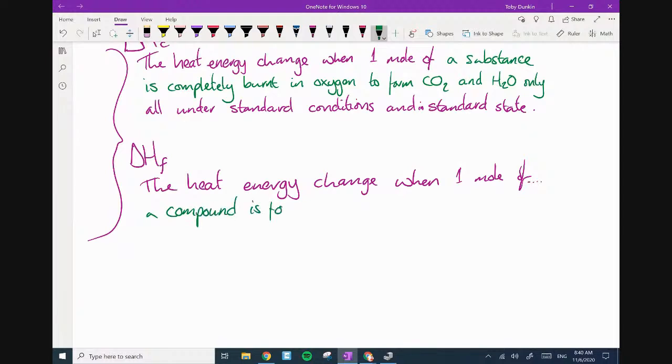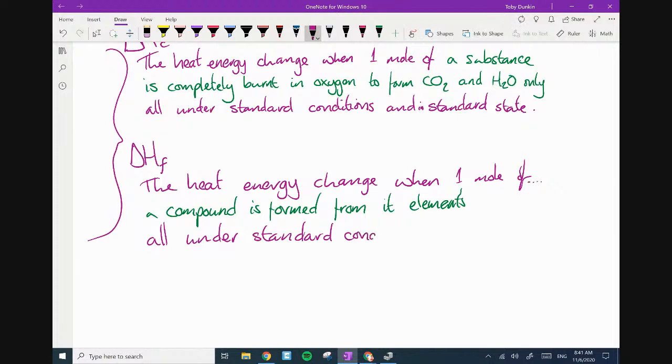is formed from its elements, all from its elements, all, damn it, switched to the wrong color again, all under standard conditions and in standard states.